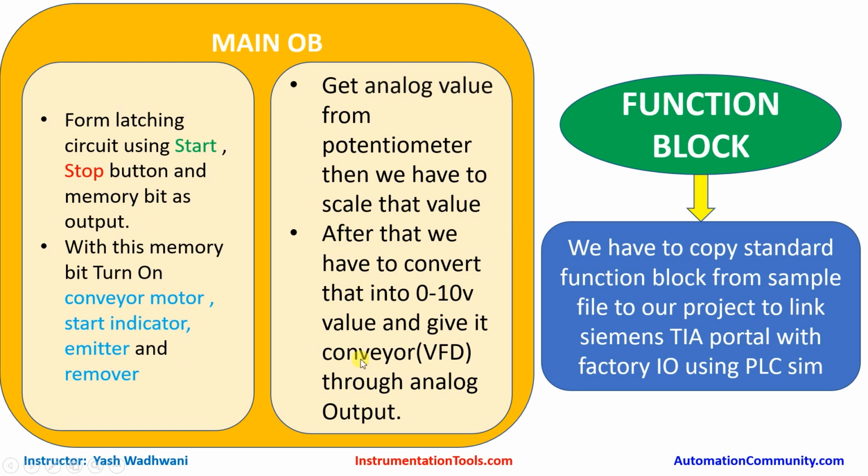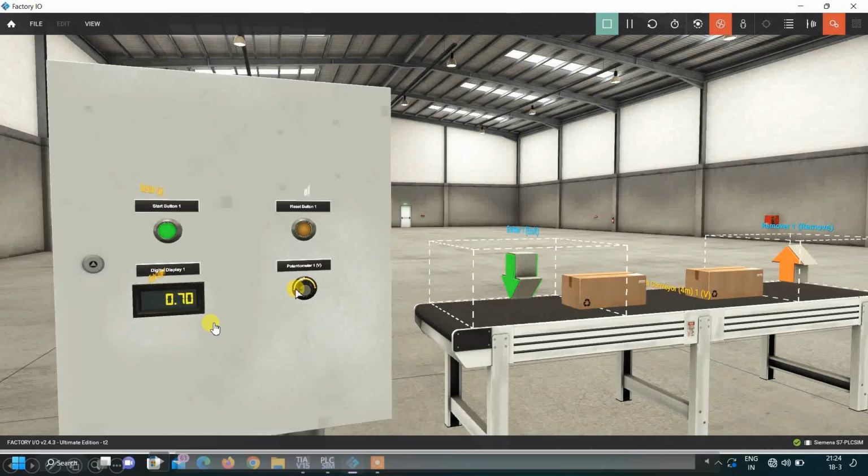Now talking about the analog part. So first of all, the value coming from potentiometer has to be scaled, and after that we will convert it into 0 to 10 volt form, and that 0 to 10 volt form will be given to conveyor VFD. That will be our analog output, and also we will give this output to our display, that is, you can see this is the display.